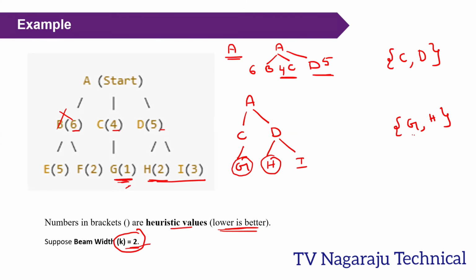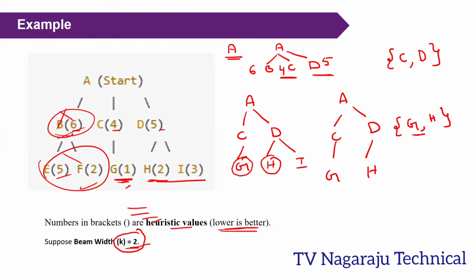If G is the goal node, we stop the process. Here, some more tree is there. The same process is repeated step by step. Now, what is the answer? A to C, G, H. So observe B, E, F are ignored, because if you are not expanding B, these two are not at all required. This is my beam search algorithm. You got it? This is the example.